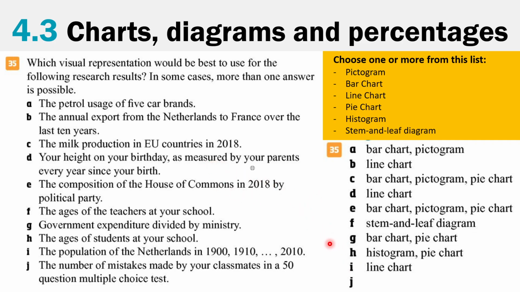J. The number of mistakes made by your classmates in a 50 question multiple choice test. And again, because there are so many different possibilities that you can get, I think a stem and leaf diagram gives the best overview here. Again, pie charts, you would have far too many sectors. Bar charts or histograms don't work either. Line chart is not over time. Pictograms, why would you even use those to start with? Okay, so stem and leaf diagram, I think, is the best choice here.